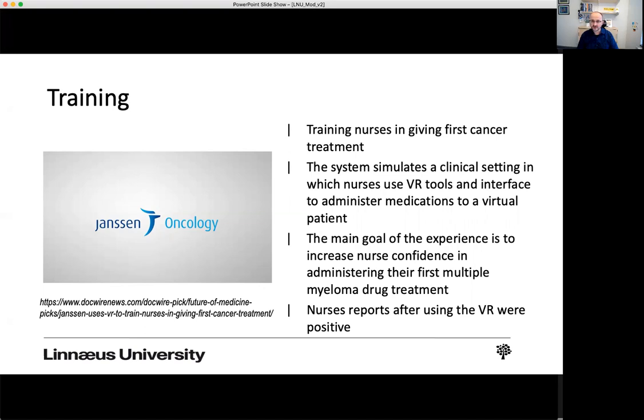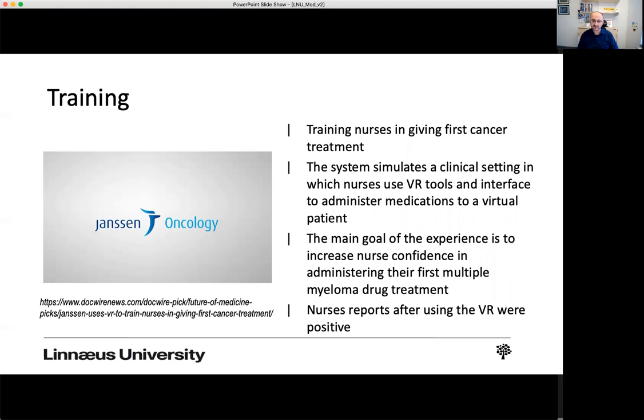So in essence, this system could simulate a clinical setting in which these nurses can use these VR tools and the interface to administer medications to virtual patients. So it's not a real patient, but a virtual one, and they just practice this process. The goal of the experience is to increase the nurses' confidence, so that they will become more confident when they deal with real patients.